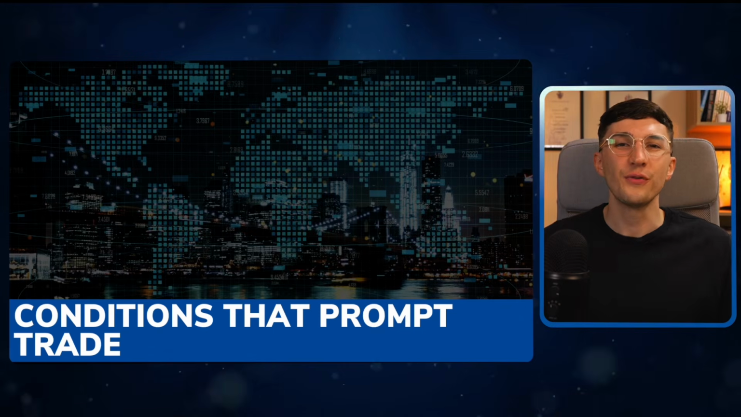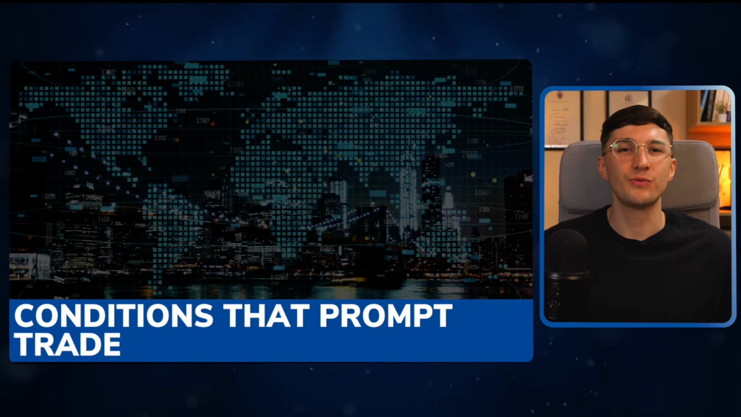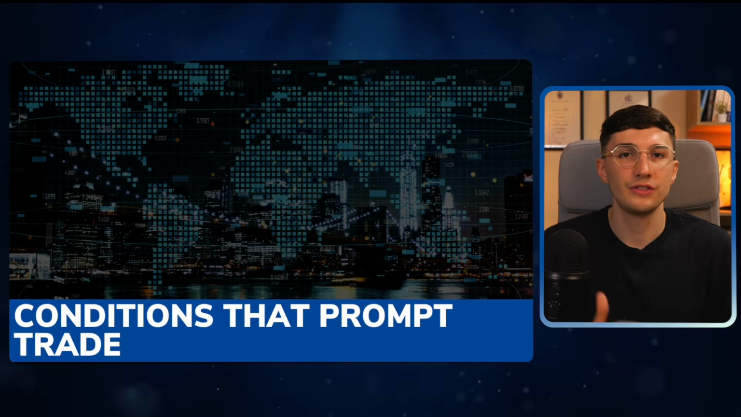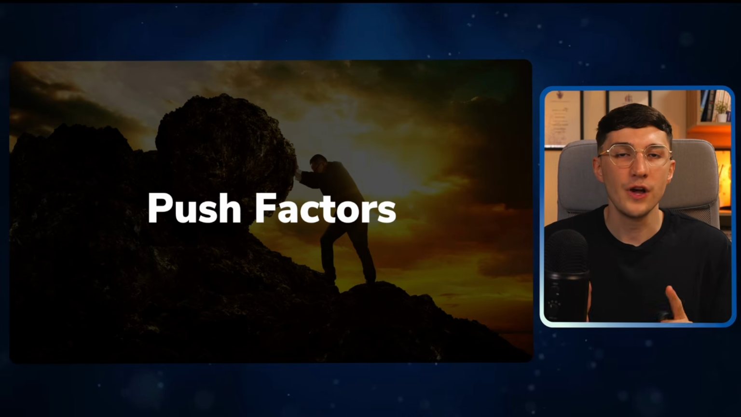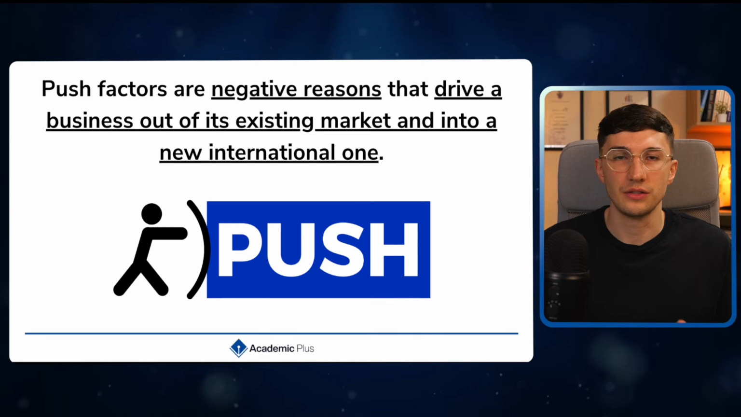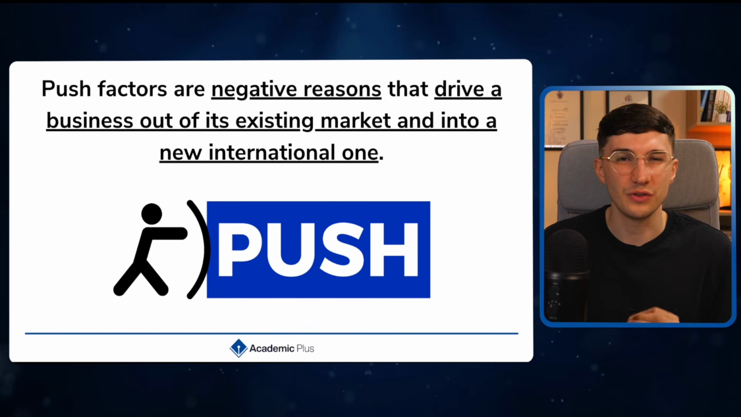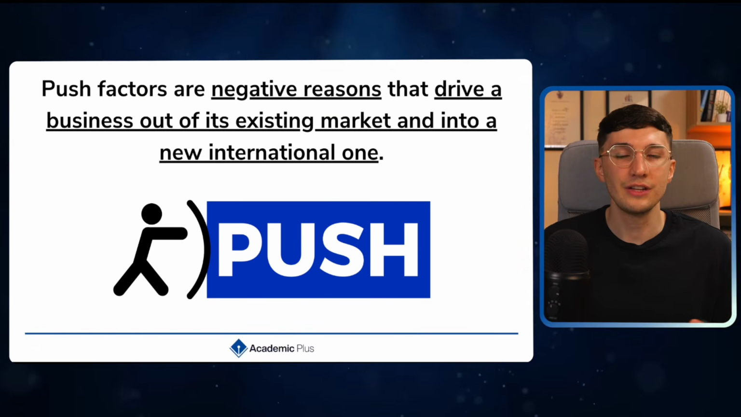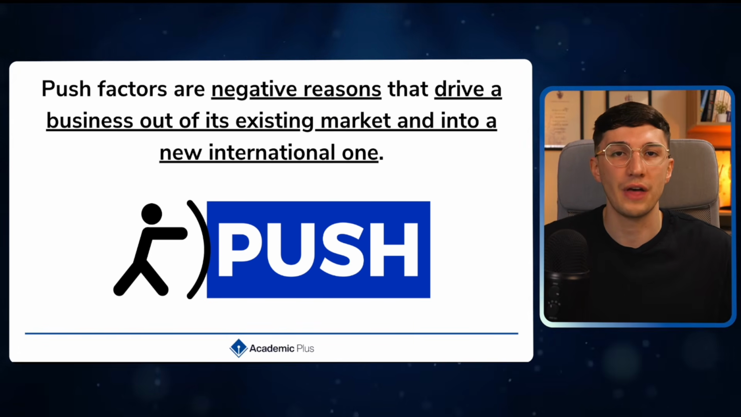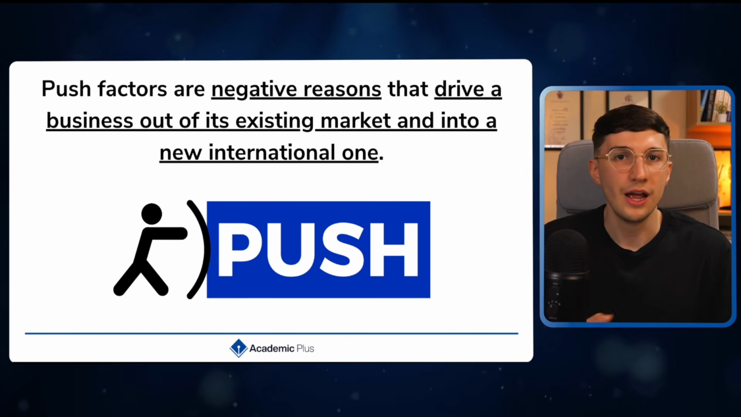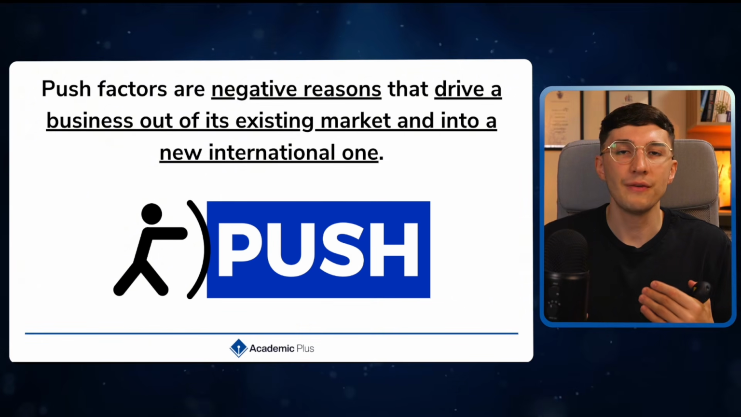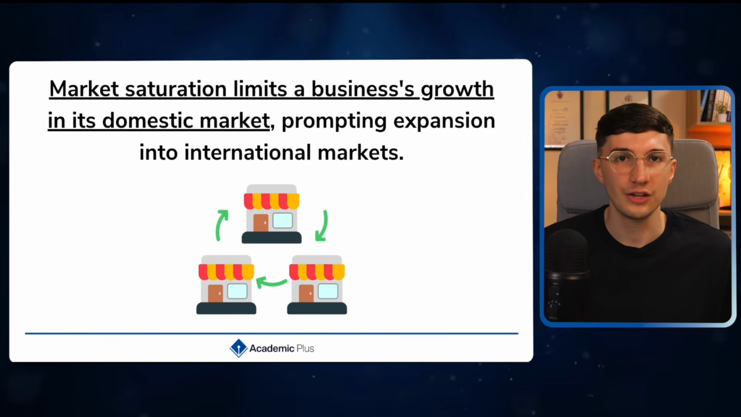Let's get into it. The first topic that we're going to take a look at in this revision video will be the conditions that prompt trade. Essentially, it's the reasons why a business is involved with their global activities. First of all, we have our push factors, and these are more negative reasons why a business would act globally. Essentially, they are being pushed out of their original market. So the domestic market that they are currently in, they are being pushed out of and having to be forced to look into new international ones.